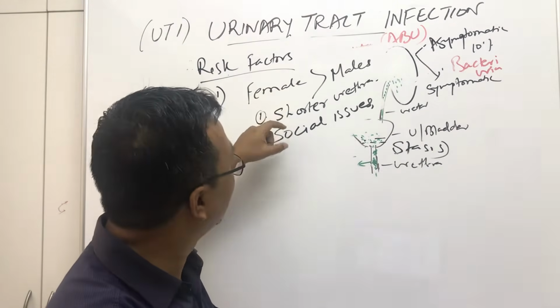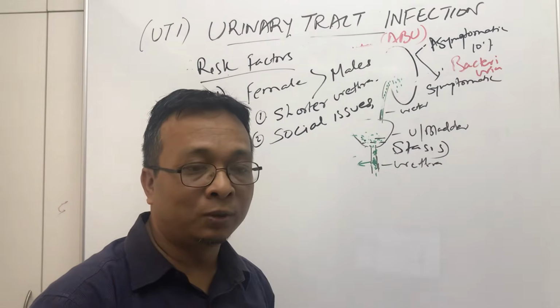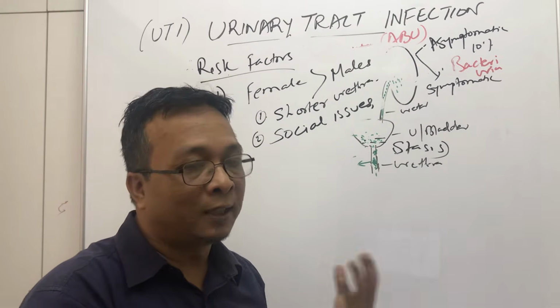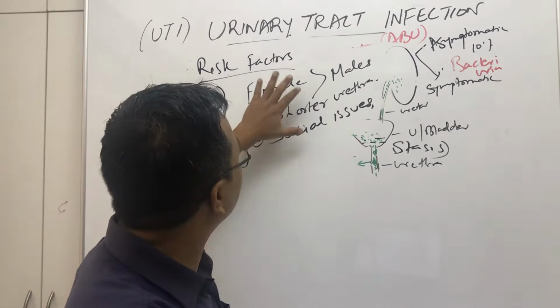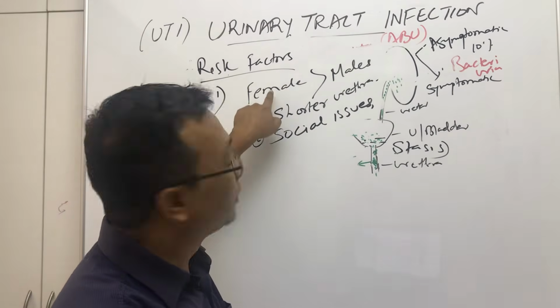Anatomically they have a shorter urethra. Second is the social or psychological issues, because of lack of space and lack of privacy. Sometimes they have to hold the urine for a long time, which is also more common in females.